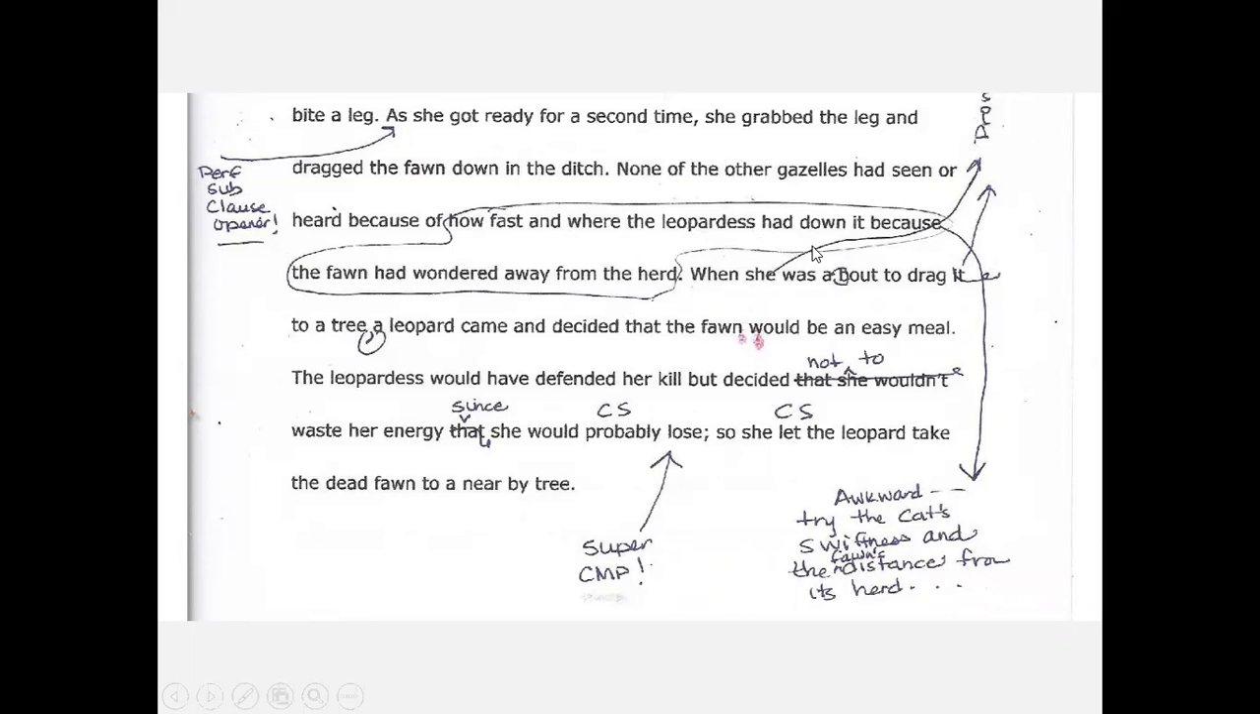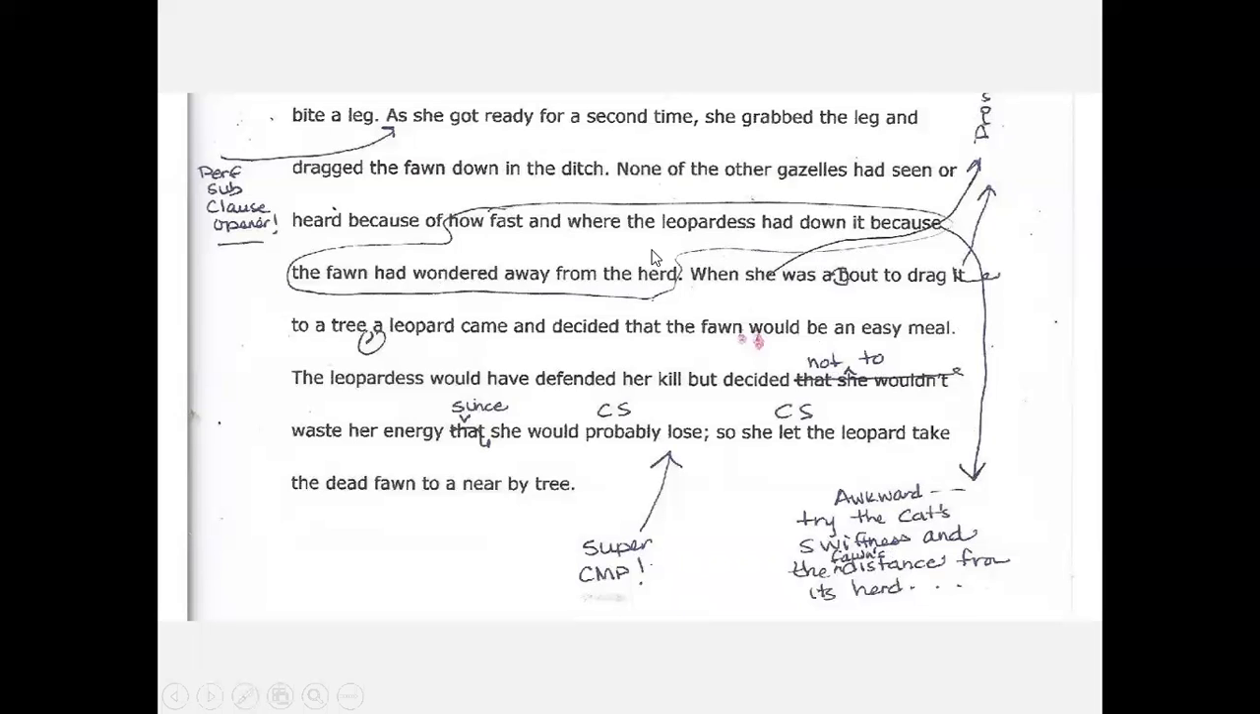None of the other gazelles had seen or heard because of how fast and where the leopardess had downed it, because the fawn had wandered away from the herd. We have the wrong wonder there. So here we also needed "had downed it." We also have a problem there. But here we have some pronoun issues. She, oh, wait a minute, this says awkward. Okay, I'm sorry. This goes down here to this one, this error.